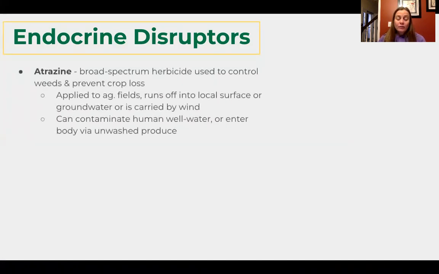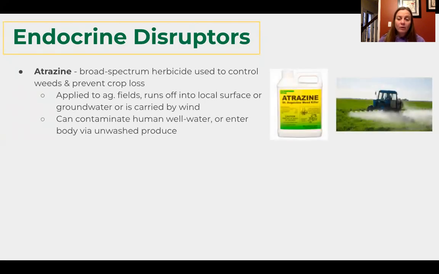So atrazine, as I said, is one of the most common examples of an endocrine disruptor from agriculture. It's a broad spectrum herbicide that's used to control weeds. It prevents crop loss. It's applied to agricultural fields, and then it can run off into local surface water. It can be carried by the wind.